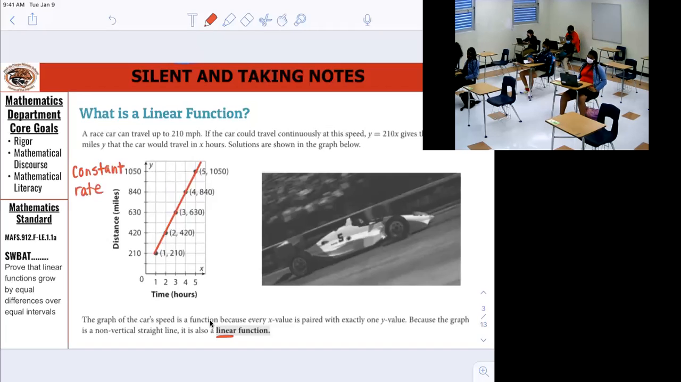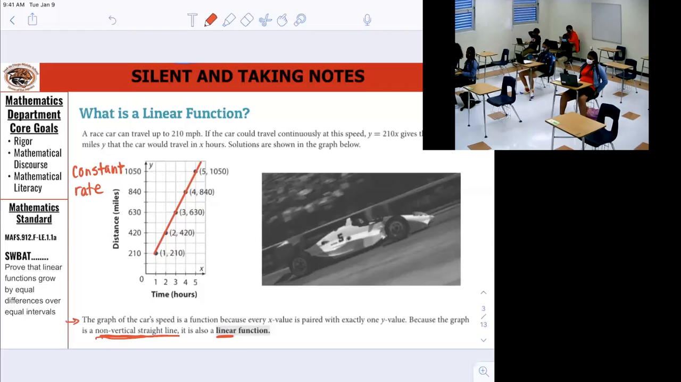All right, so I'm going to quickly read the bottom here. The graph of the car's speed is a function because every x value is paired with exactly one y value, which we already know that a function has to pass. What's that test that it has to pass? Vertical line test. Yeah, the vertical line test. And this passes the vertical line test, so I know it's a function. And then since it's a non-vertical straight line, that's why we're able to call it a linear function. All right, so again, a linear function is going to be a straight line that has a constant rate.